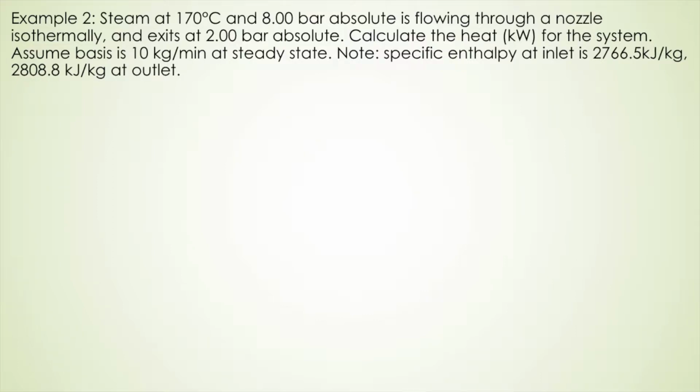In this video, I want to show you how to use intensive property to solve an energy balance problem. Given steam at 170 degrees Celsius and 1 bar absolute is flowing through a nozzle isothermally. Isothermally simply means the same temperature at the inlet and outlet. And the steam exits at 2 bar absolute. Calculate the heat for the system. Assume the basis is 10 kg per minute at steady state.